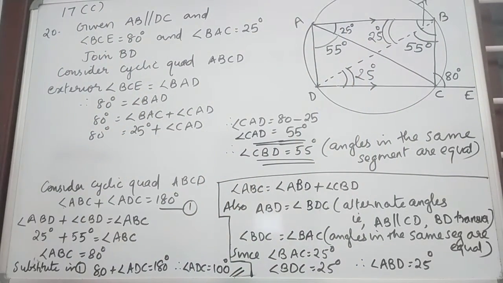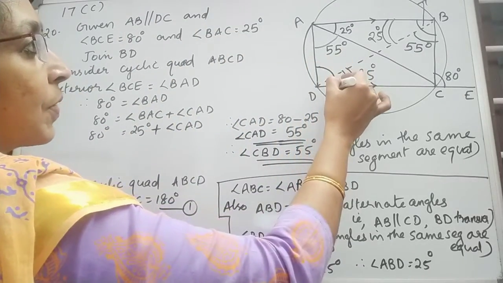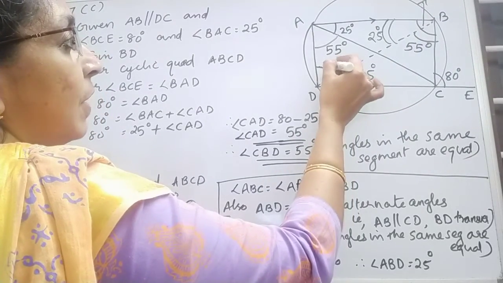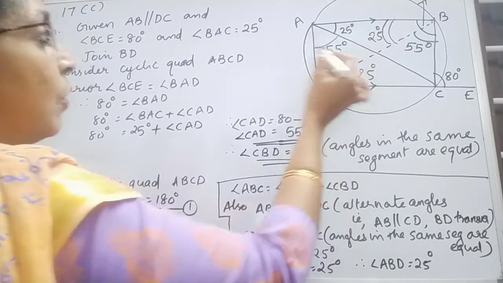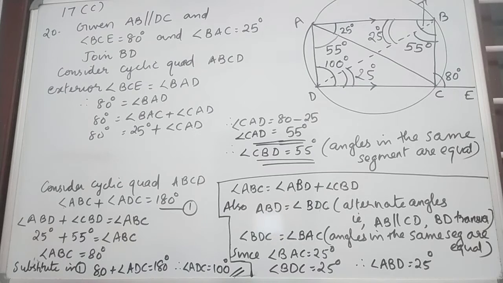We want ADC. The sum of opposite angles of a cyclic quadrilateral is supplementary, so this angle will be 180 minus 80, which is equal to 100 degrees. So ADC is equal to 100 degrees. Angle ABC plus ADC is equal to 180 degrees. ABC we got as 80 degrees, so substituting in equation 1, 80 plus ADC is equal to 180 degrees. So ADC is equal to 180 minus 80, which is 100.